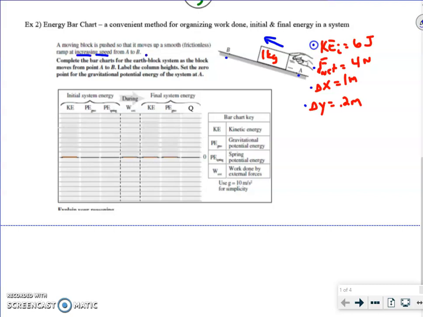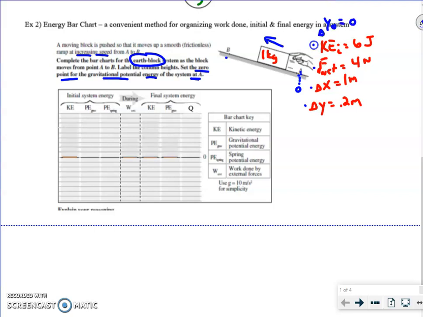We are defining our system as the Earth-block system. Okay, so that's important. And it says to set 0 for the gravitational potential energy at A. So in other words, at A, we're going to call that point 0. In other words, our initial height, or y naught, is 0.